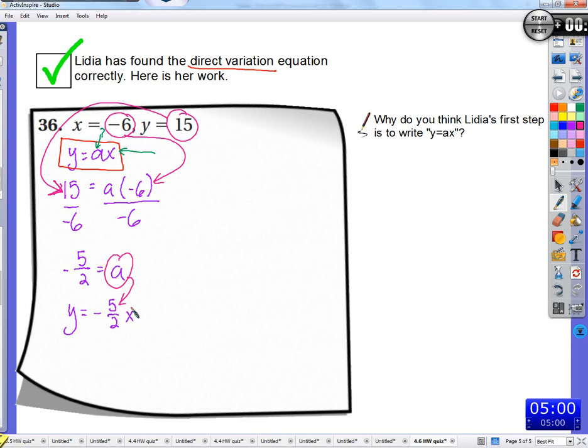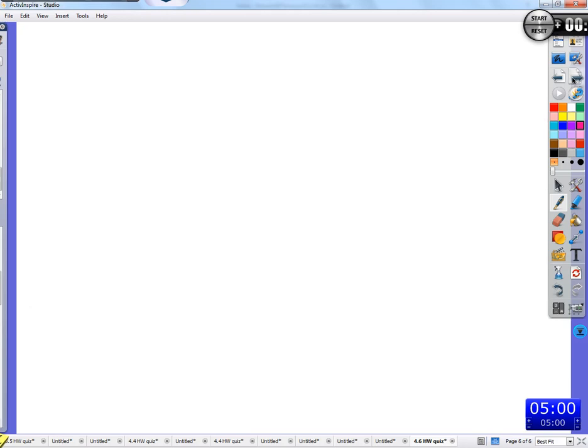Okay. Let's see. I just want to remind you, because this is the kind of question that sometimes will be on the standardized test. You get this wording a lot on the AP calculus test and things like that, where it says something varies directly with something else. So if y varies directly with x, what does that mean?